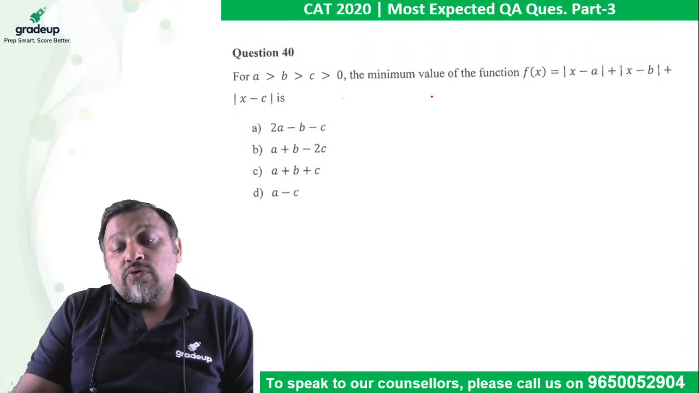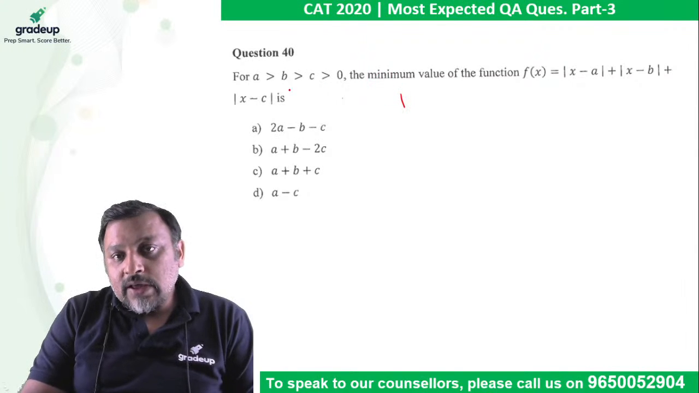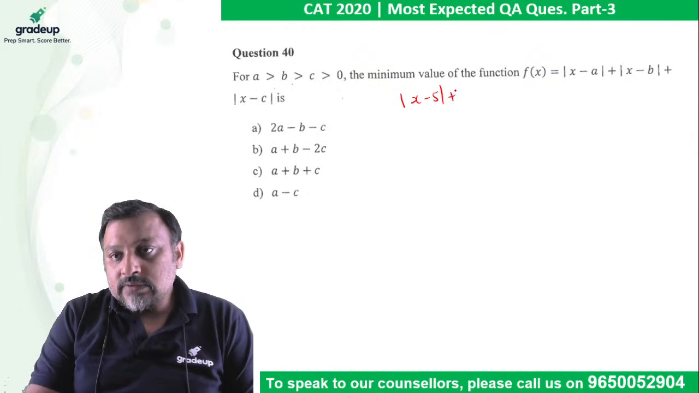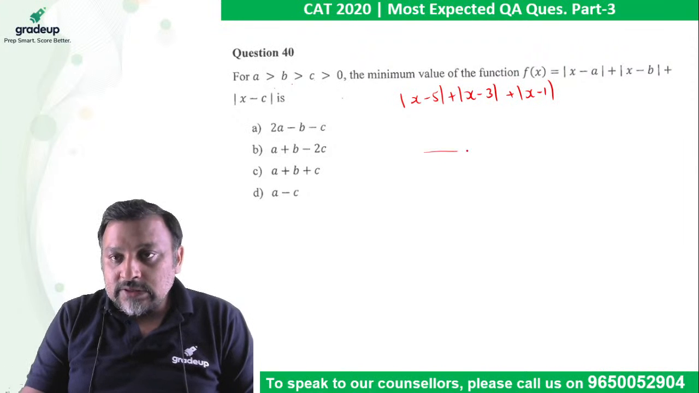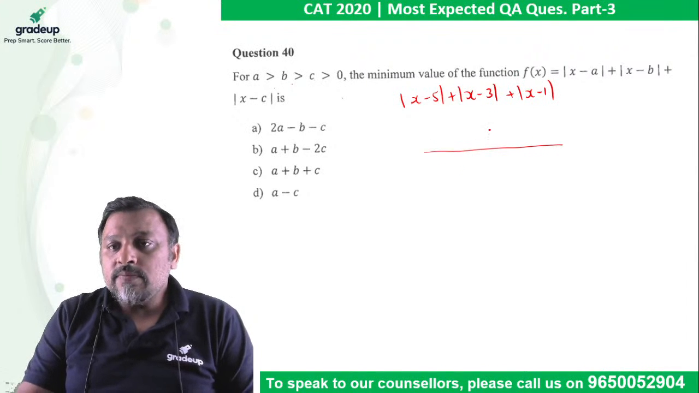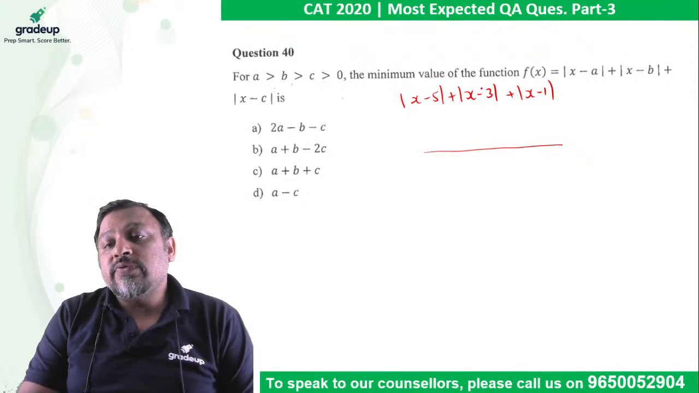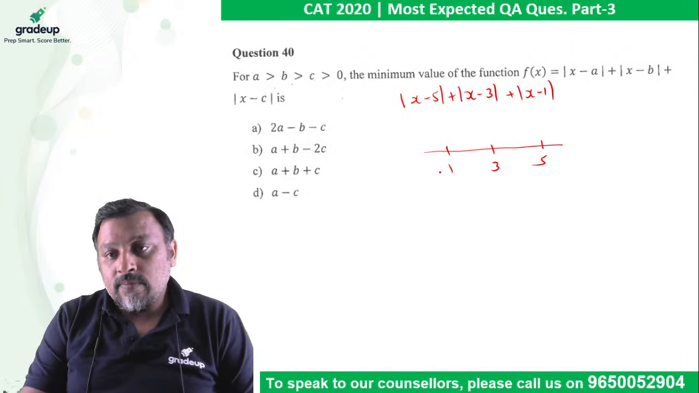See, this is a simple question. Deepika, we could have done the thing that you were saying in the last question. We could assume any values. It is a greater than b greater than c. If I take values for a, b, and c, the critical points, that means the points where these values are 0, are 5, 3, and 1.